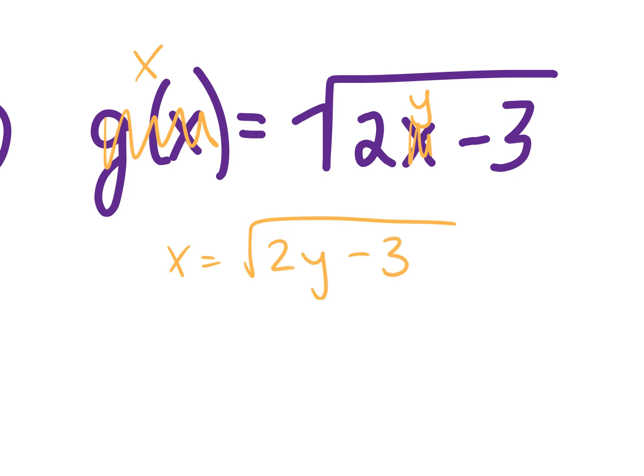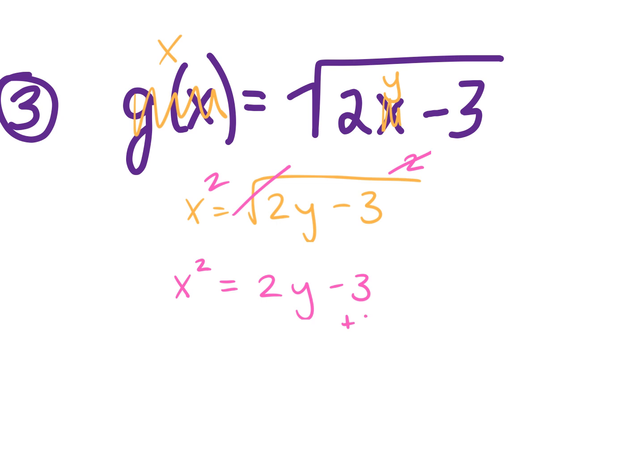Now we want to get y all by itself, so we've got to undo things on the right side. What do we have to do first? Square root. It has a square root. How do we get rid of the square root? Square both sides. We raise both sides to the second power. That cancels out with the square root. So we have x squared is equal to 2y minus 3.